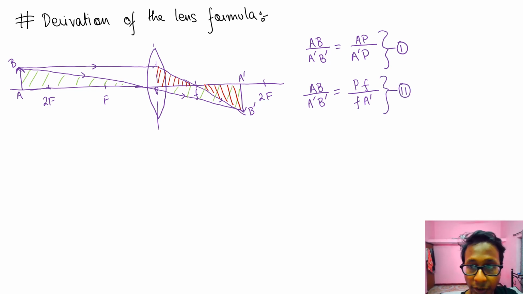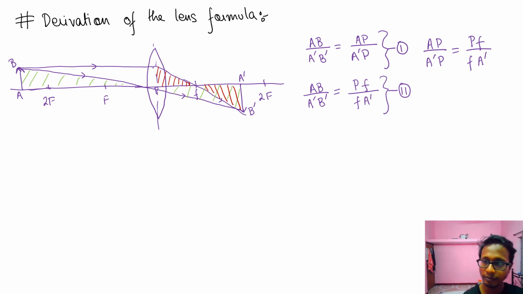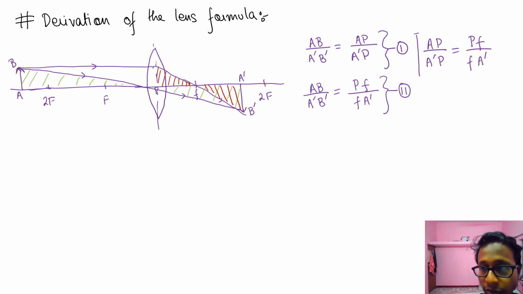Now if I compare these two equations, equation number 1 and equation number 2, what will happen? AB by A dash B dash is equal to AP by A dash P and PF by F A dash. So if I compare these two equations, can I say AP by A dash P is equal to PF by F A dash? Okay, this is our main equation which we will further analyze.